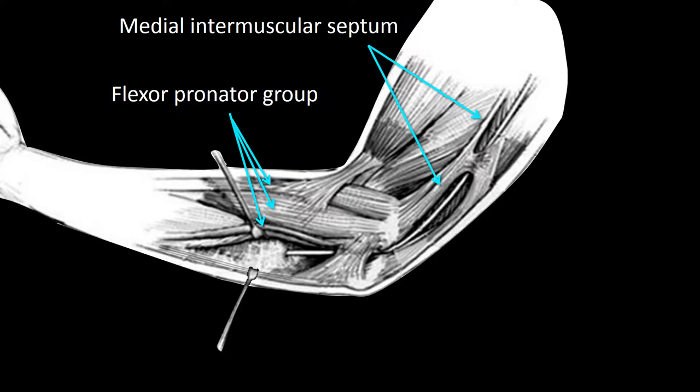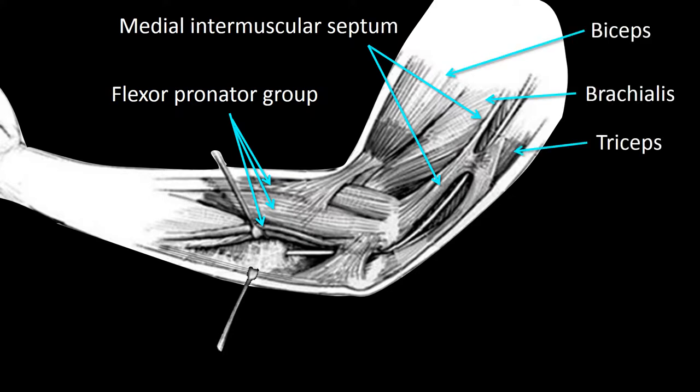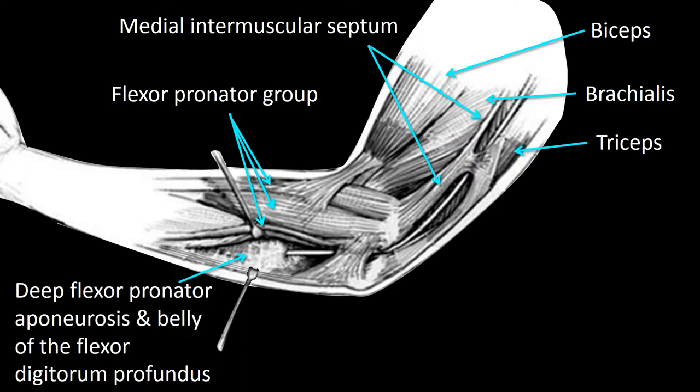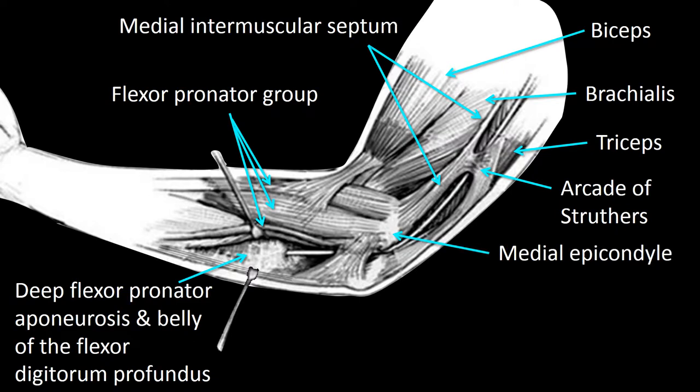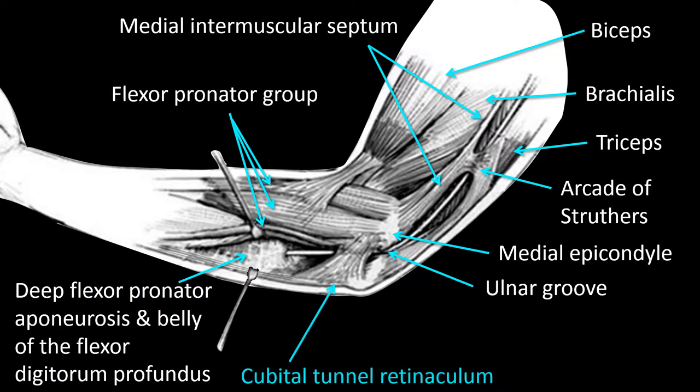Now the medial intramuscular septum, the biceps, brachialis, and triceps. Now you can see the deep flexor pronator aponeurosis and the belly of the flexor digitorum profundus. Other structures worth mentioning in this frame are the arcade of Struthers, the medial epicondyle, the ulnar groove, and the cubital tunnel retinaculum.